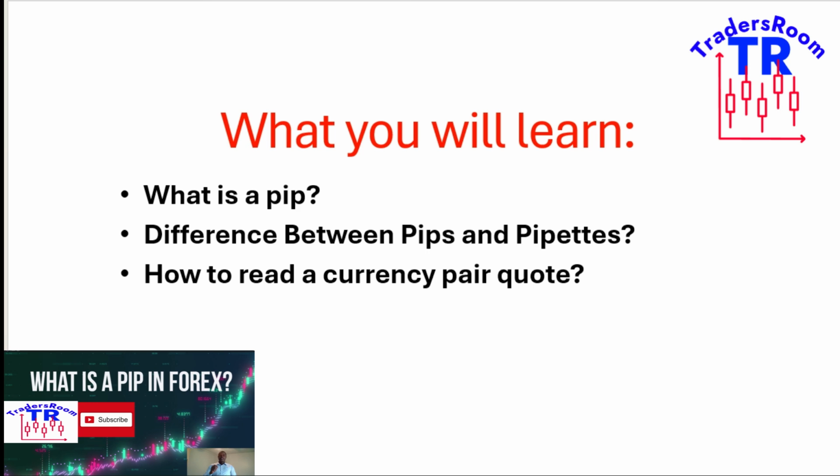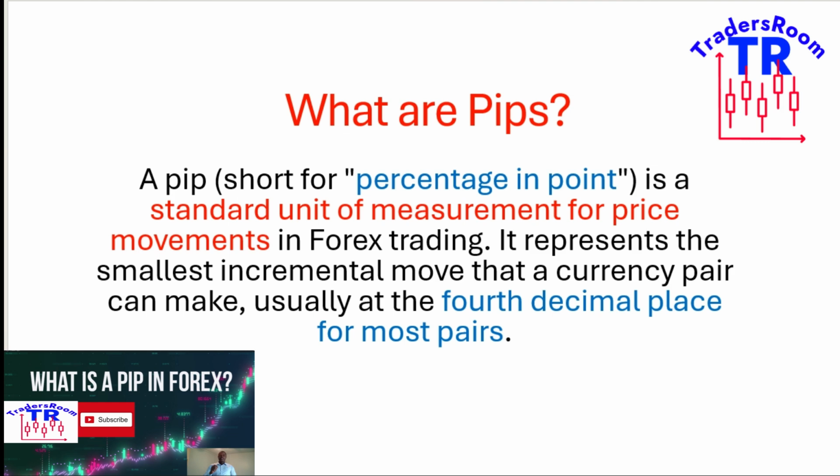What is a pip? A pip simply means percentage in points. It is the standard unit of measurement for price movement in a trade. And when we are calculating or talking about a pip, we are simply referring to the fourth decimal place in most pairs.